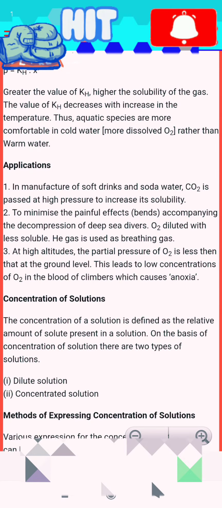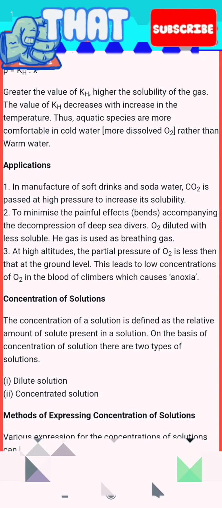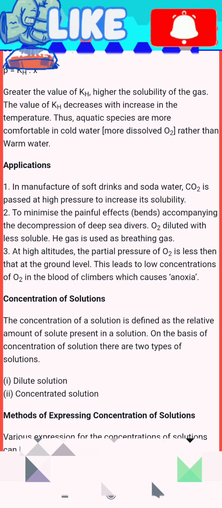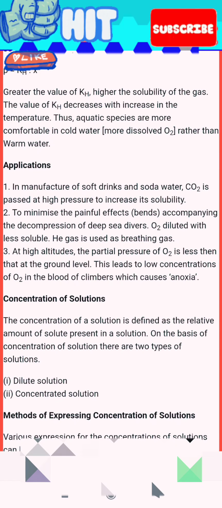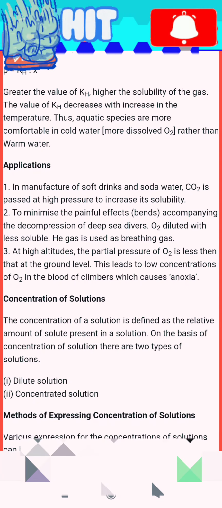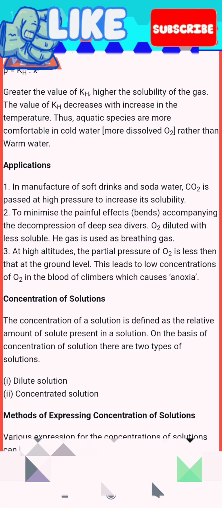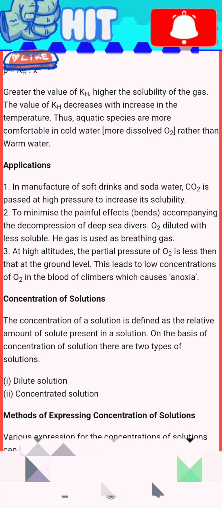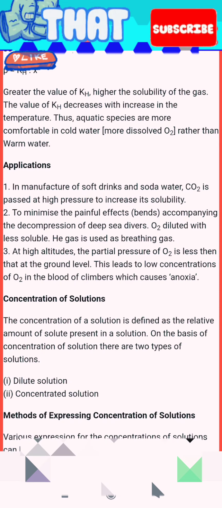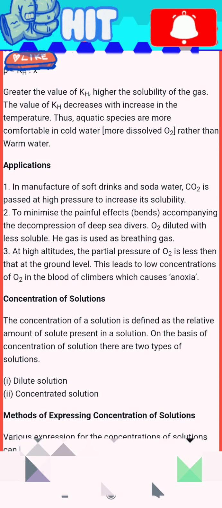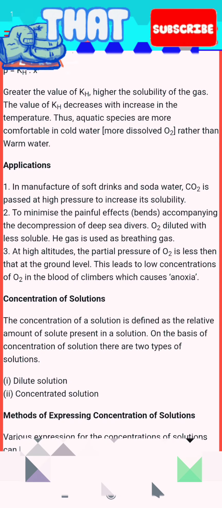Dilute solution means when the amount of solute is lesser and amount of solvent is higher, it is called dilute solution. When the amount of main substance or solute is higher and the strength is higher, and the water content is lesser, it is called concentrated solution. Simply you have to understand it.